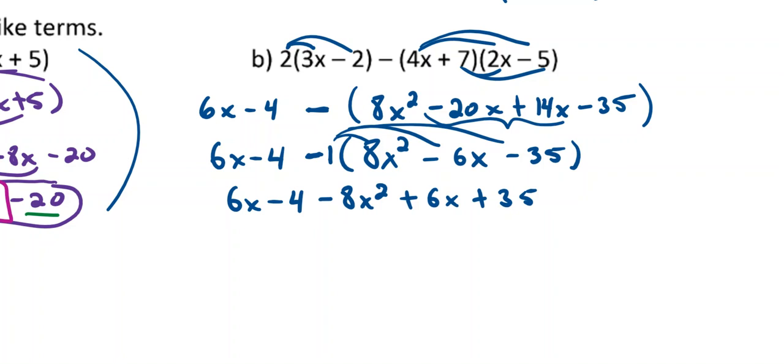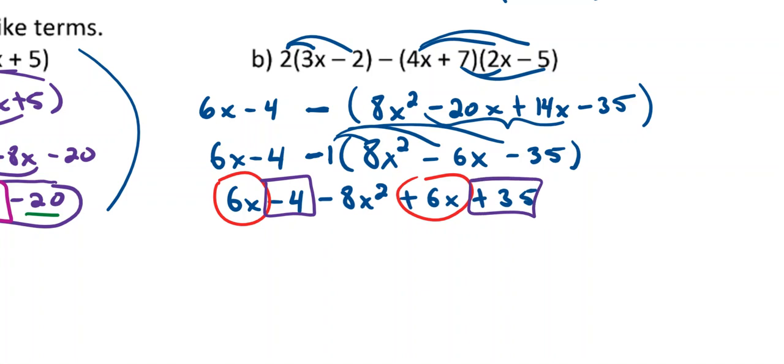Okay, so we'd write that one out front, but I'll just circle my like terms here first. So my x's are going to be here, and my constants would be there. Okay, so now let's write it out. I'm going to write this one out first. So this will be negative 8x squared. And then my x's would be 6x plus 6x, so 12x. And then negative 4 plus 35 is going to be positive 31. And there you go.